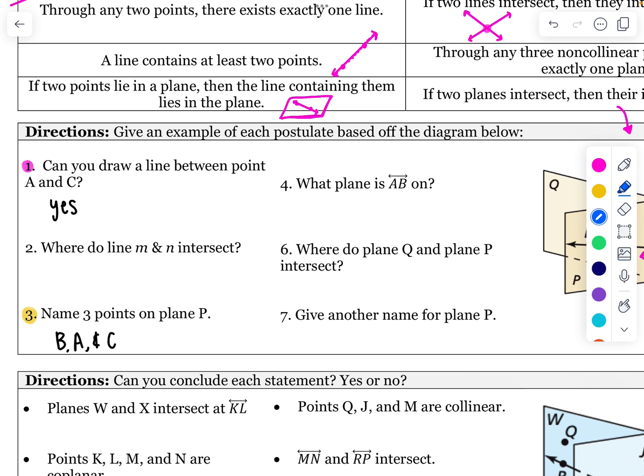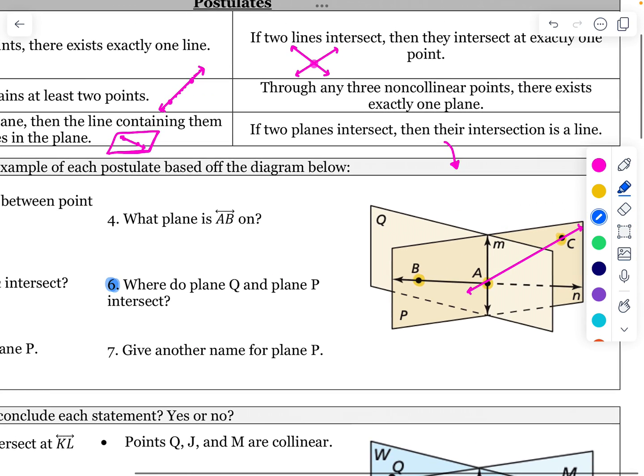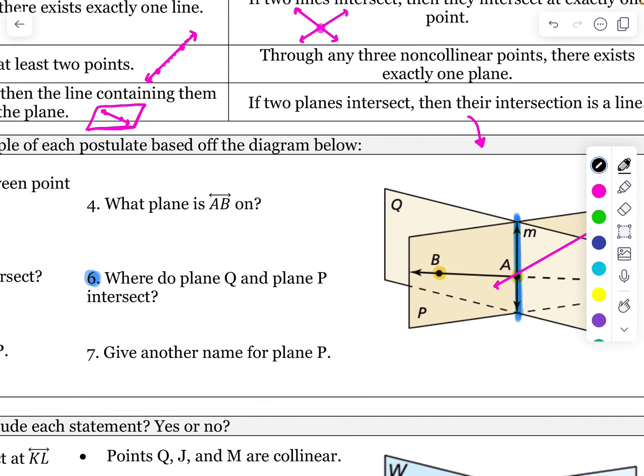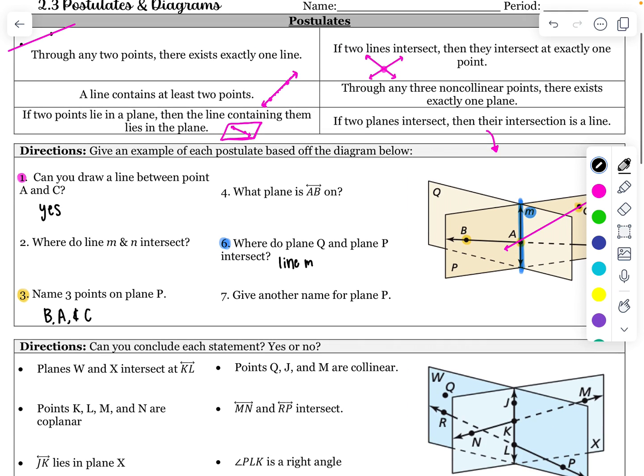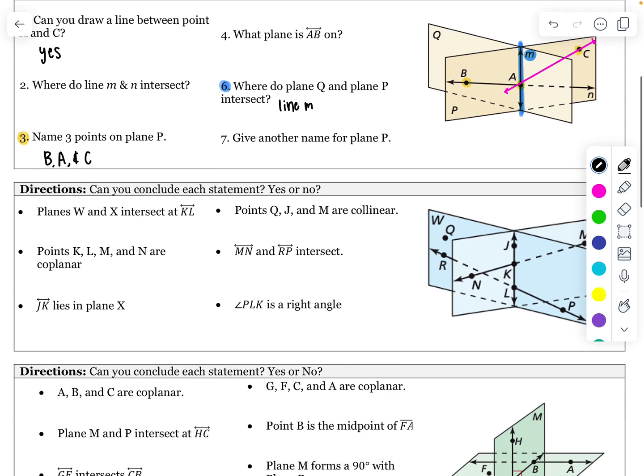And then where do plane Q and plane P intersect? Well, we just saw up here that 2 planes intersect in a line. And so here's our line right here. Only one of our points is labeled on this line. But remember, we can name it with this lowercase italicized letter on its own. So we would say line M. So I want you to try the other ones, okay?